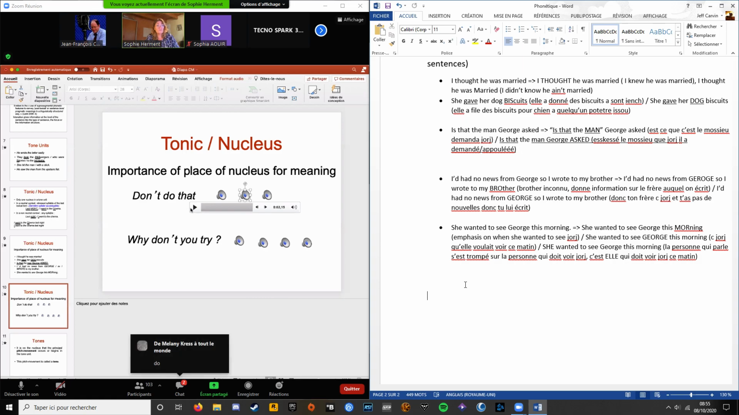Where do you hear the nucleus? Excellent. On do. And the last one? Don't do that. Okay. Don't do that. Exactly. Excellent. On don't. Okay. So you see, you hear it. So that's really nice. In fact, you have a fall on the nucleus, either on that, on do, and on don't. And in the last one, the nucleus is on the first element, on don't.